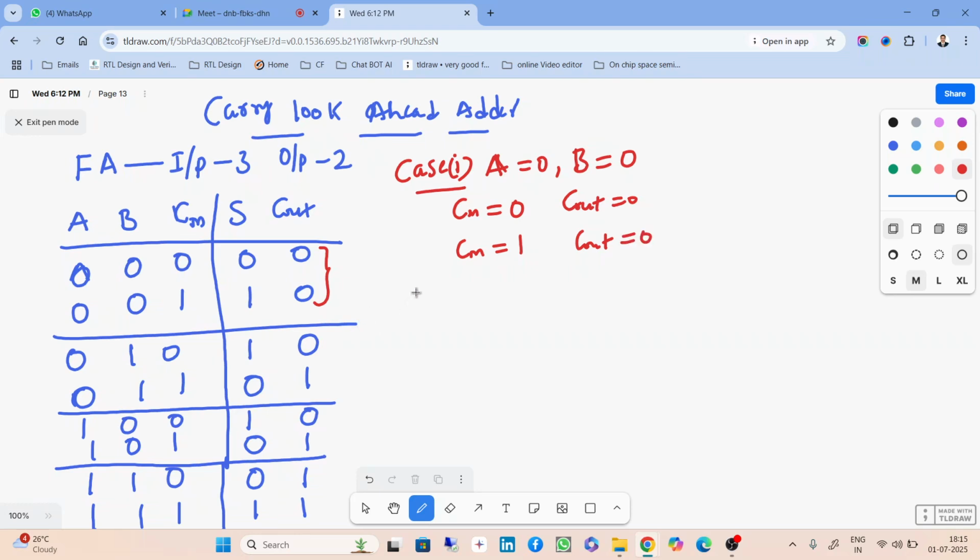And next, case 2 you see. Let us take A is equal to 0. So here you see, you are getting C out as 0, no? Irrespective of this C input, you are getting C out equal to 0. Next, if you see here, this case and this case, what are you getting? Just observe and tell me C out in these two cases.